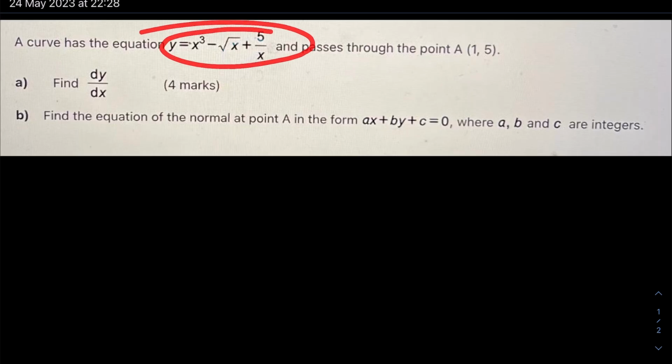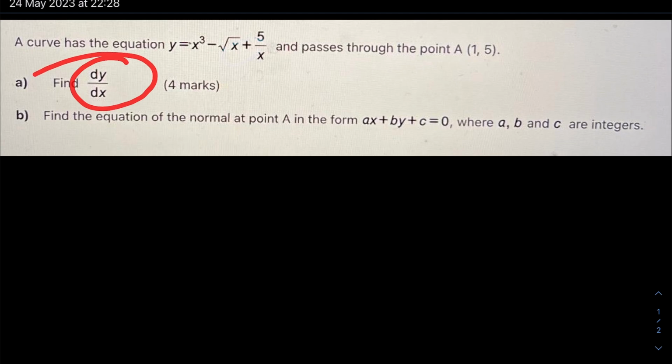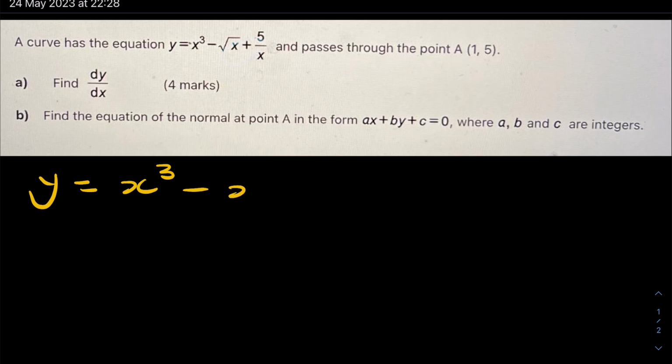So here we have a function and you're asked for dy by dx. So first thing, let's rewrite the function without a square root and without x in the denominator. So you can write this as x to the power 3 minus x to the power half, because the square root is just power half, and x in the denominator just means x to the power minus 1.